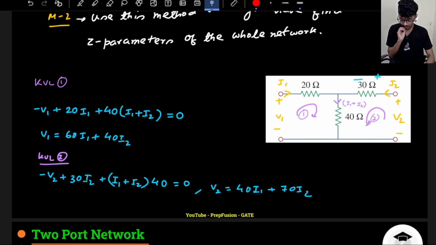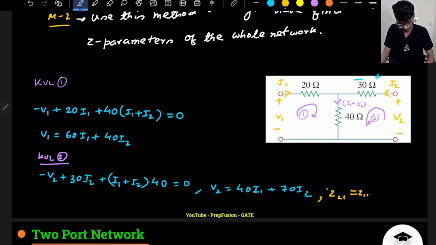One more thing, if you notice, my Z21 is equal to Z12. Now this is the condition for a reciprocal network. We will discuss reciprocal networks later on as we move along.